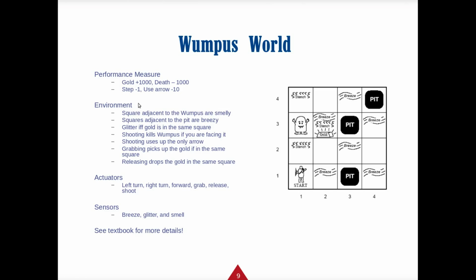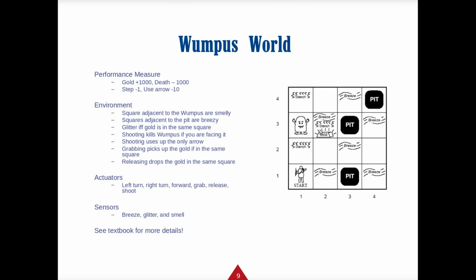And then the environment, these are kind of big constraints. If a square is adjacent to the Wumpus, it's smelly. So for example here, this little blobby thing that looks like Grimace from McDonald's is the Wumpus. And then you have these little stenches, the smells around the area. And the squares adjacent to the pits are breezy. So if you see a breeze, it means you're near a pit. If you sense glitter, if and only if, that means there's gold in the same spot. So if you see glitter, it means you're in gold, and you basically win your points.